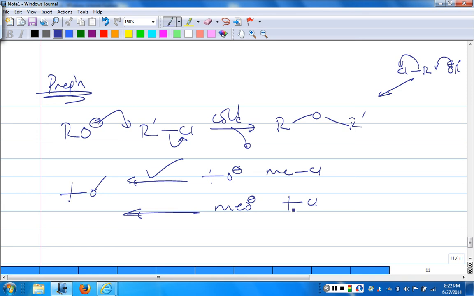But that's not true here. Because methoxide, although it's a good nucleophile, has the capacity to carry out E reactions. And if I treat this compound with methoxide, one of the competing pathways would be to eliminate HCl and generate the corresponding alkene, which is not what I want.